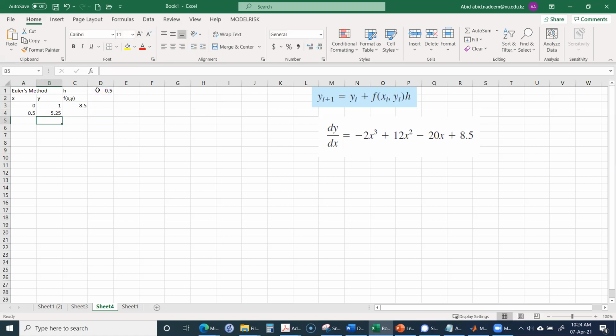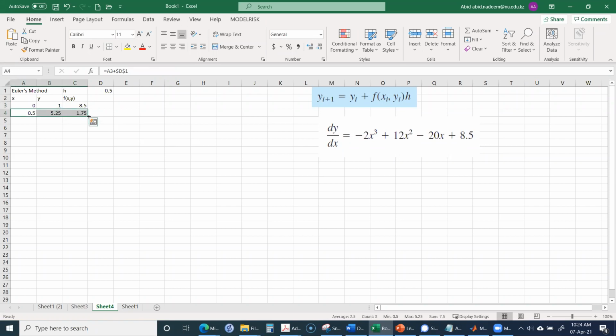So in this case, now we can calculate it as 5.25. So again, we use this 5.25 value in this equation to calculate the new value of f of xy. In this case, we can find that the value of f of xy is 1.75. So now our table is complete.